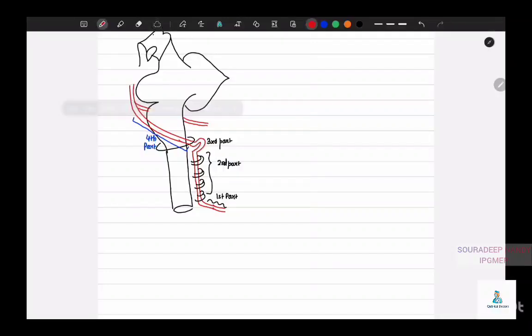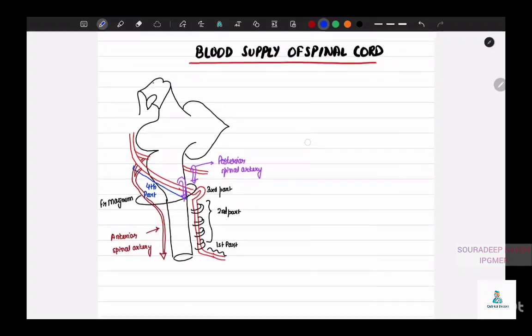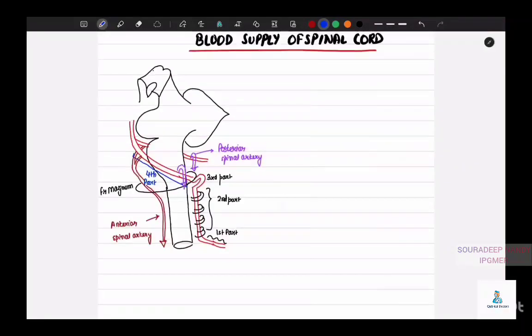Now from the fourth part of the vertebral artery, the spinal artery is formed. From the anterior portion of the two sides, the right and left vertebral arteries, branches come and join anteriorly to form the anterior spinal artery. And from the left vertebral artery originates the left posterior spinal artery, and from the right vertebral artery originates the right posterior spinal artery, which descend down and supply the spinal cord.